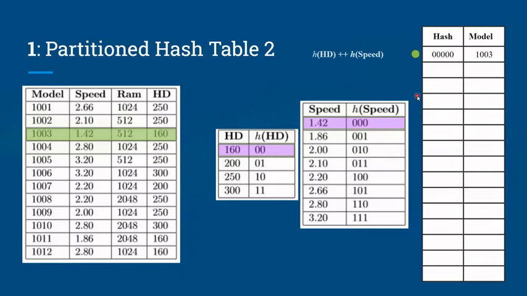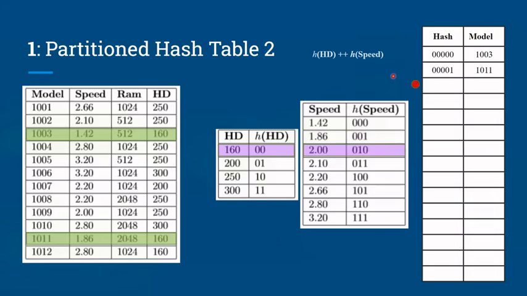Next step. We go one row down in the speed hash. Let's see here. So you've got 1.86. Do we have an entry with HD equal to 160 and speed equal to 1.86? Well, we do. We've got here this entry, 160 and 1.86 for the speed. So how would we calculate the hash for this one? H of HD would be 00 and speed would be 001. So we add the hash here, 00001, and the model would be 1011. Right? All right.